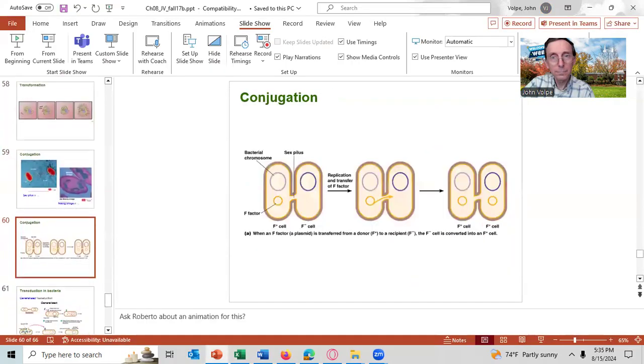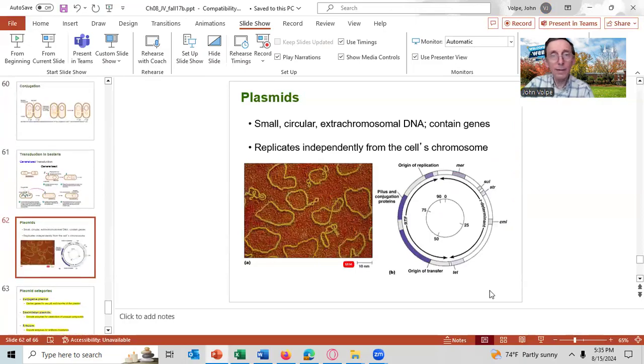All right, let's talk a little bit about plasmids. I've already mentioned that a plasmid is a small circular piece of DNA outside of the chromosome. That's what we mean by extrachromosomal DNA. It does contain genes.